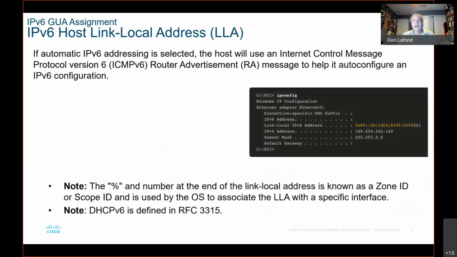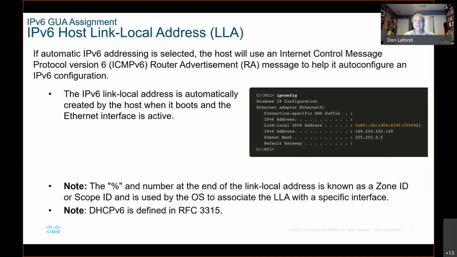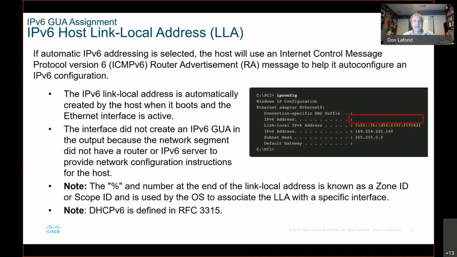Then you can go to ipconfig on your host, and you can confirm that it has been issued an IPv6 address. In this case, actually, you're seeing that it has not been issued an address yet. So it needs to go through the steps that we are going to configure. The interface did not create an IPv6 GUA in the output because the network segment did not have a router or IPv6 server to provide network configuration instructions for the host.